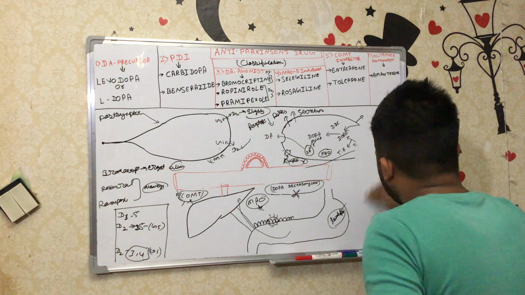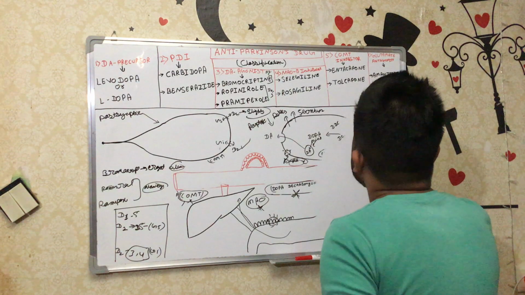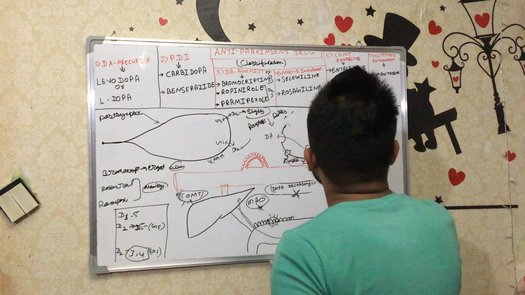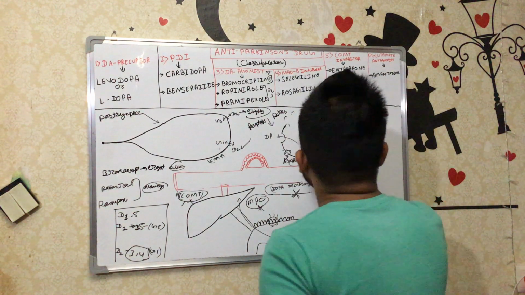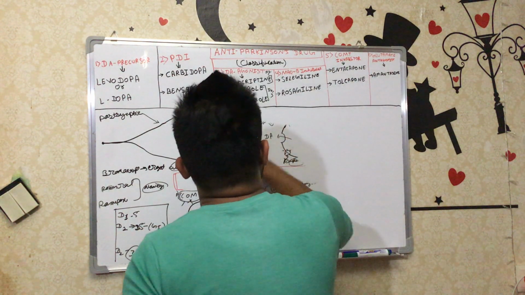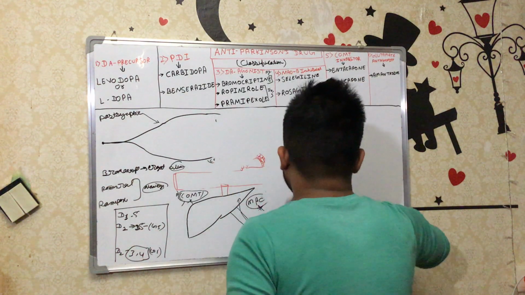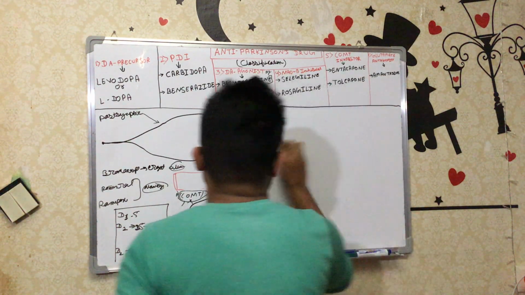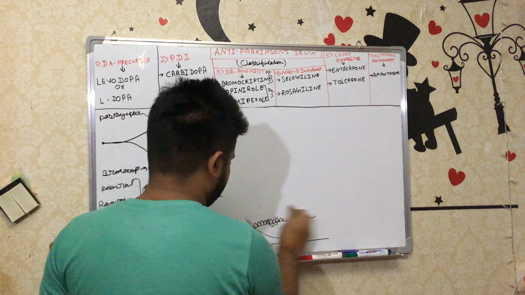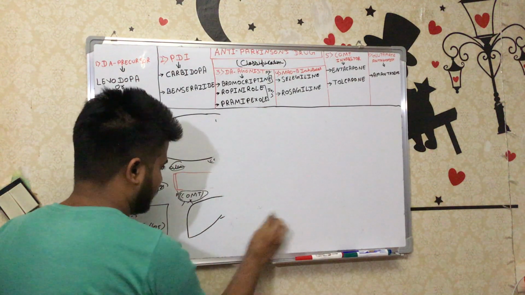The side effects are almost the same, because if you increase the dose of any drug, you are increasing the concentration of dopamine in the CNS, and whenever dopamine is increased in the CNS, the same side effects will be there, because all these drugs, if you are influencing the dopamine, will affect the same way.